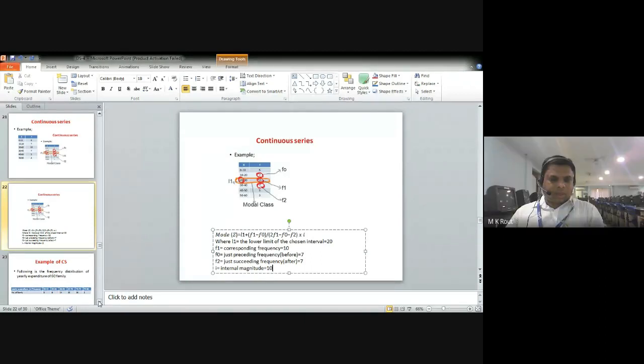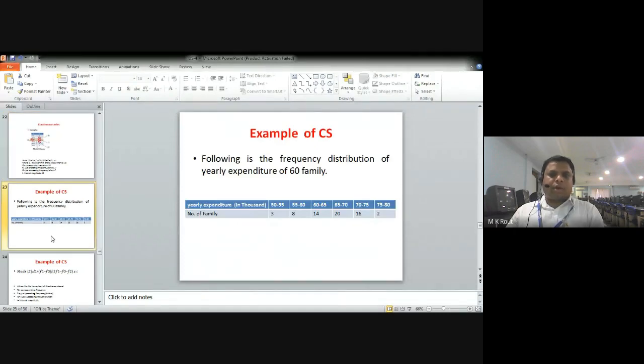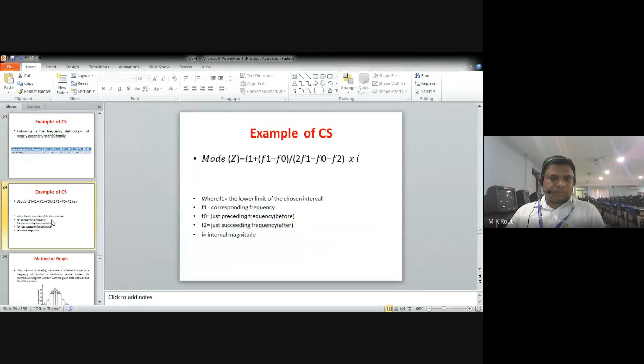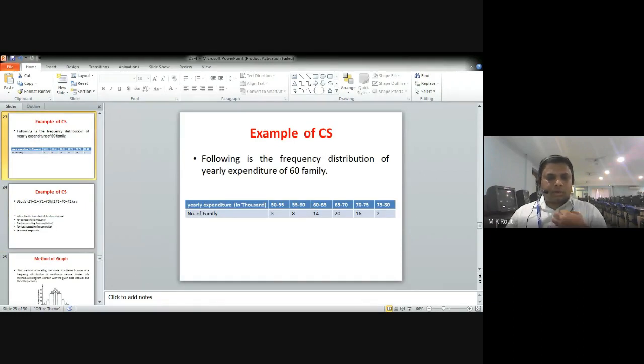Yes, sir. Okay. So here is an example for you. The following is the frequency distribution of yearly expenditure of 60 families. We have the expenditure in thousands of rupees: 50 to 55, 55 to 60, 60 to 65, 65 to 70, 70 to 75, and the last one is 75 to 80. The respective frequencies are given as 3, 8, 14, 20, 16, and 2 respectively. Calculate the mode.